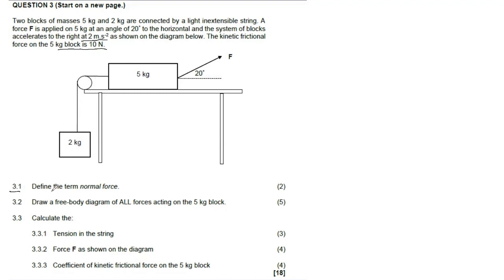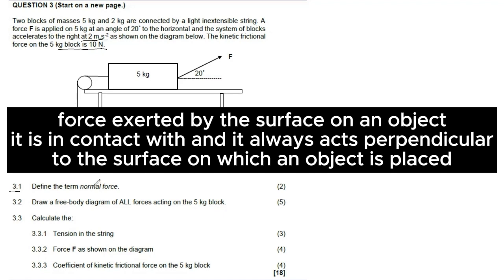Now 3.1 says define the term normal force. So we know that the normal force is the force exerted by the surface on an object it is in contact with, and it always acts perpendicular to the surface on which an object is placed, right? So that's how you are expected to define normal force according to your CAPS document.